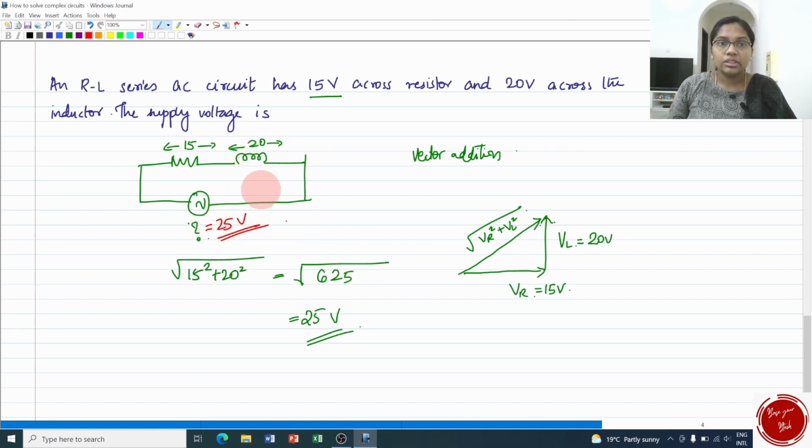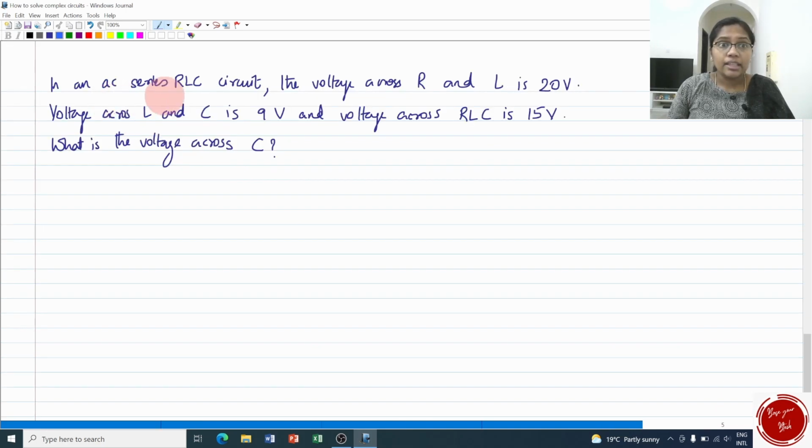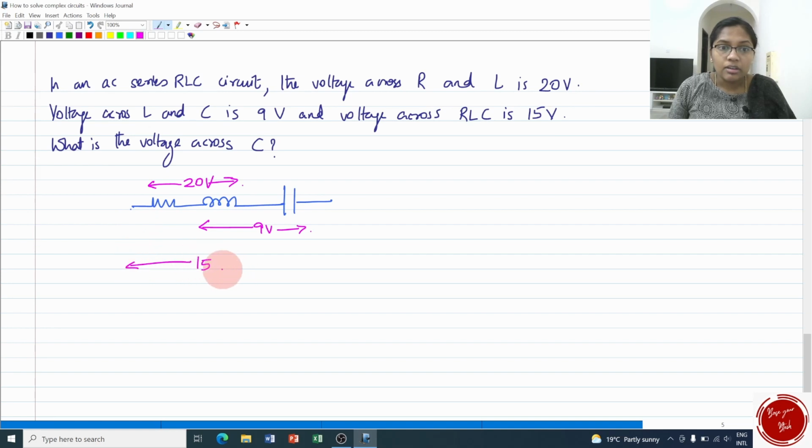Now let's have an extended version of this question. In an AC series RLC circuit, the voltage across R and L is given, the voltage across L and C is given, and the voltage across the whole R, L and C is given. You have to find the voltage across C. It is a series connection of resistor, inductor and capacitor. The voltage across R and L is 20 volt, the voltage across L and C is 9 volt, and across the whole components it is 15 volt. So we have to get the value of the voltage across the capacitor.